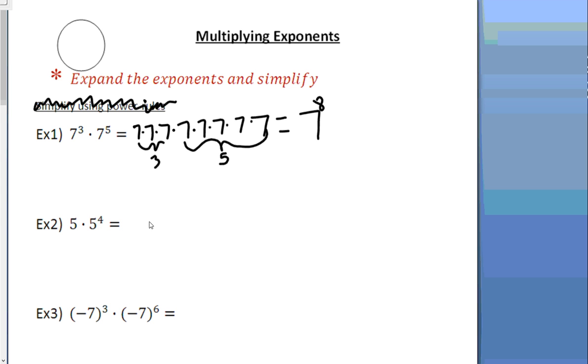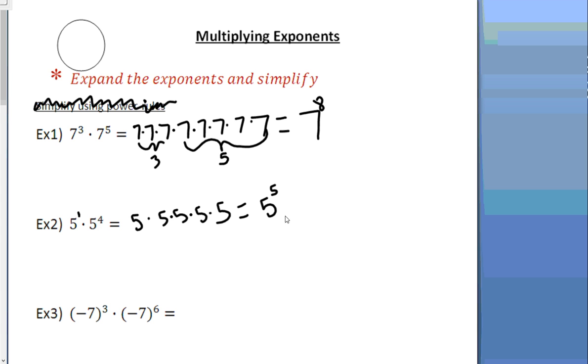All right, example 2. 5 times 5 to the fourth. Now the first thing I want you to do is realize that means 5 to the first, right? So if I was to expand this out, I have 5 times, that's the 5 to the first, and then I'd have 4 more 5s. 1, 2, 3, 4, right? Which becomes, I know this seems simple, but it becomes 5 to the fifth.